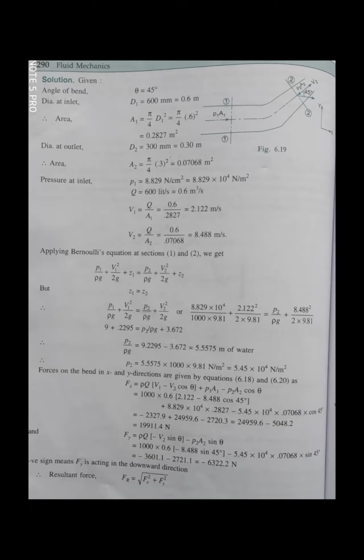And the next problem is a very important problem, and it has been given in the examinations several times.